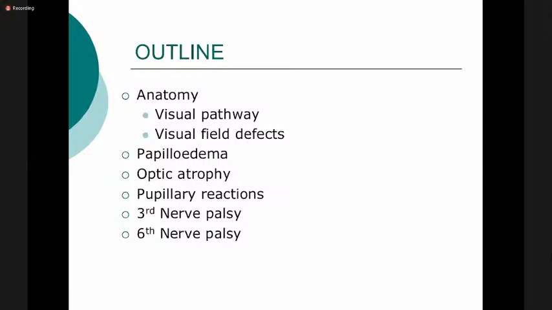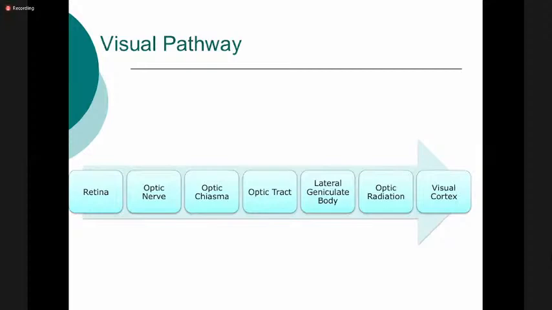So we look at the anatomy of the visual pathway. The visual pathway starts from the retina, from the rods and the cones. Remember we said there are the 10 layers of the retina, and finally the axons of the ganglion cells all congregate at the level of the optic nerve, exiting at the optic disc or the optic nerve head. They exit the eye through the optic nerve to the optic chiasma, optic tract, lateral geniculate body, optic radiations, and the visual cortex. And we're going to look at this briefly.